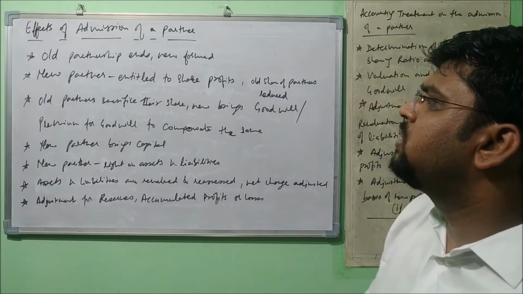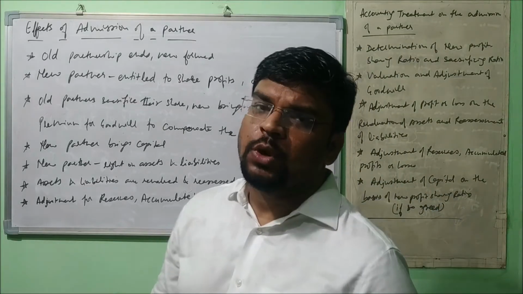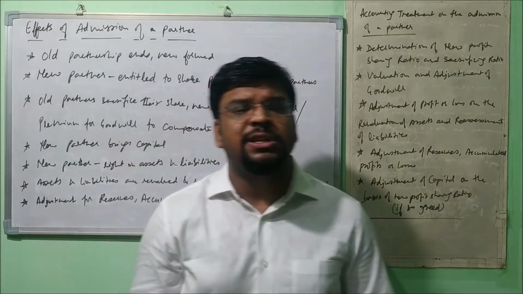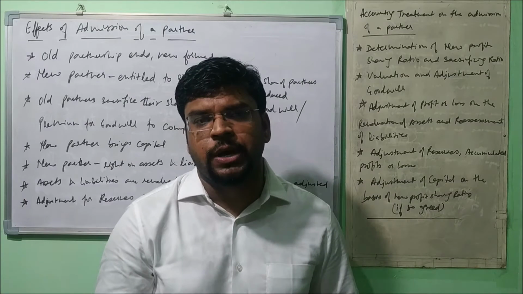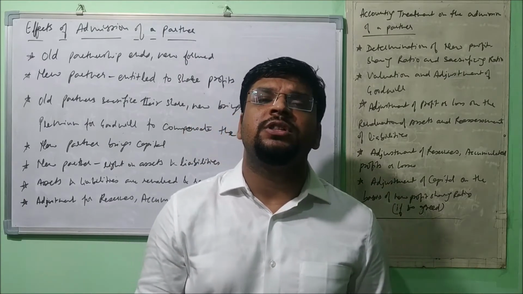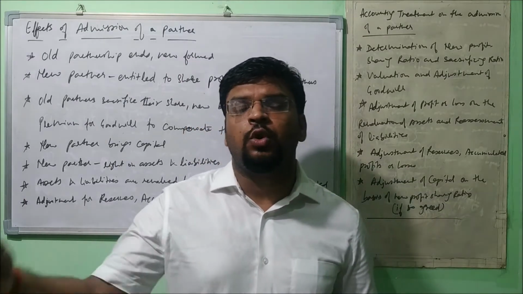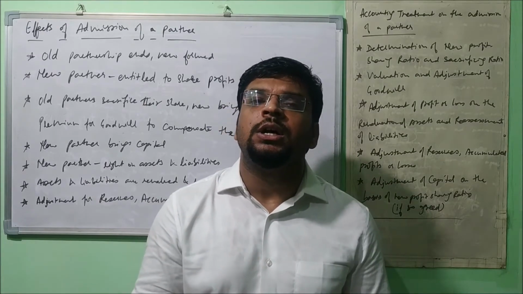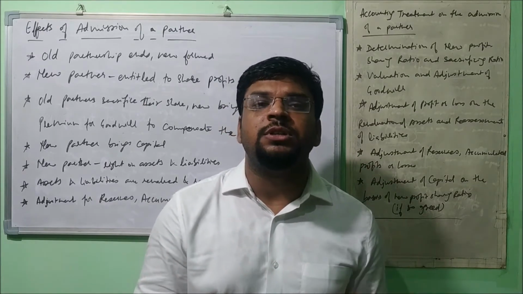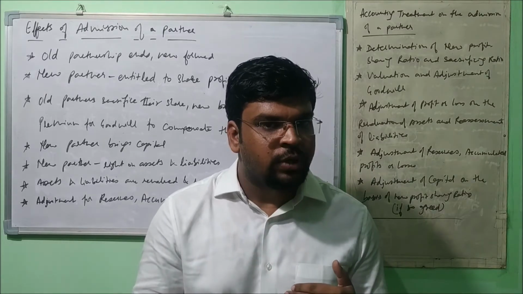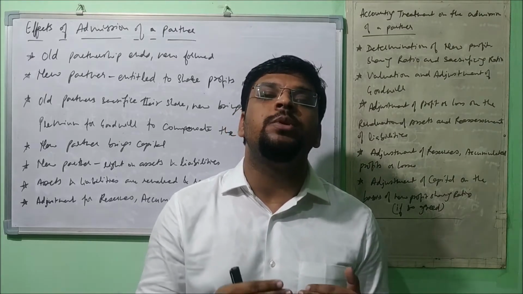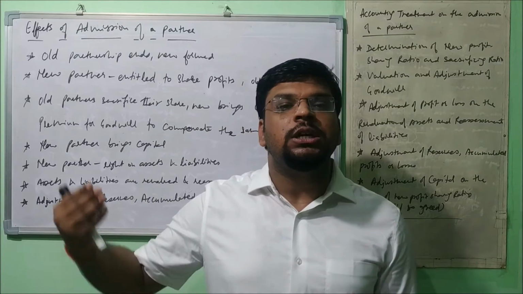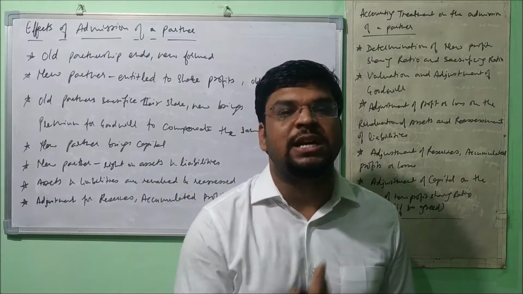Old partnership ends in new form. See what happens. Partnership here means the agreement between the partners. Say for example, earlier there were three partners A, B, C. Now the fourth one gets admitted, that is D. So the agreement which was there among the three partners A, B, C has ended now. Now the new agreement will be made including the fourth partner named D as well.